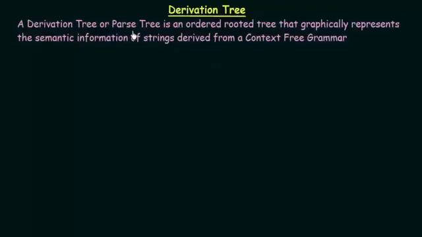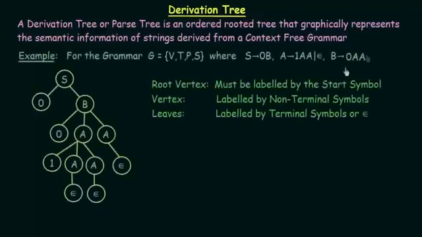So it is also known as a parse tree, and now we will see an example to understand how this derivation tree is formed and what are the things that we need to know about a derivation tree. Okay, so here we have an example grammar given. The grammar is given like this: G equal to V, T, P and S. So these are the four tuples of the grammar, where V is the variables or non-terminal symbols, T is the terminal symbols, P is the set of production rules, and S is the start symbol.